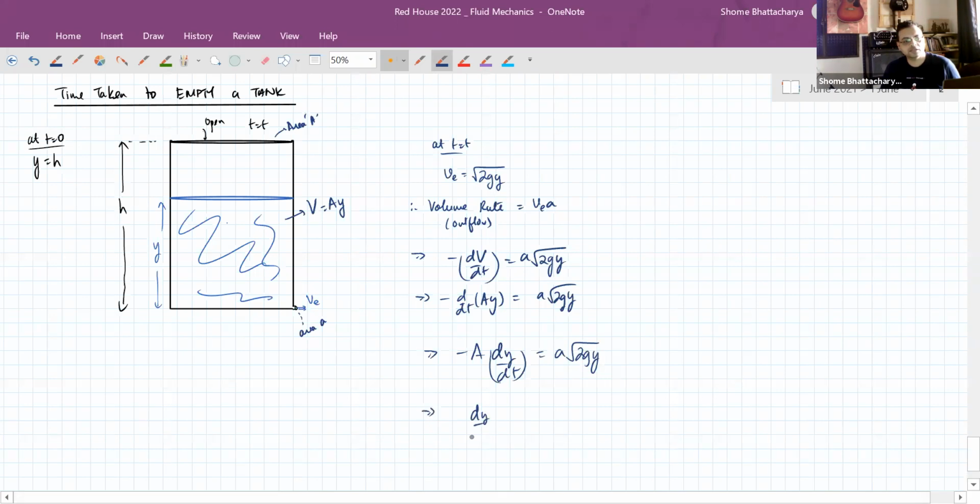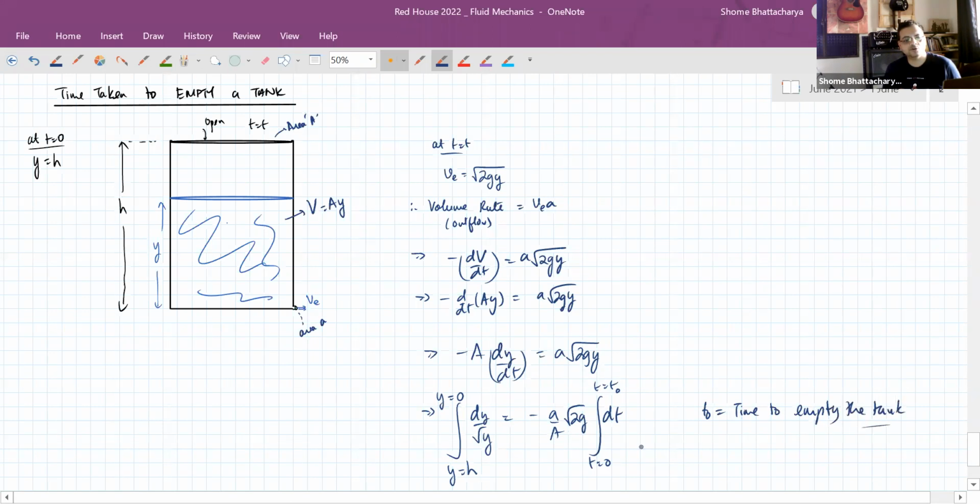So dy upon root y will become minus a by capital A into square root 2g, which is a constant, into dt. So we'll integrate this from t equal to 0, when y was equal to h, to t equal to t, when y is equal to 0. Let's say this is some t naught. So t naught is the time taken to empty the tank.